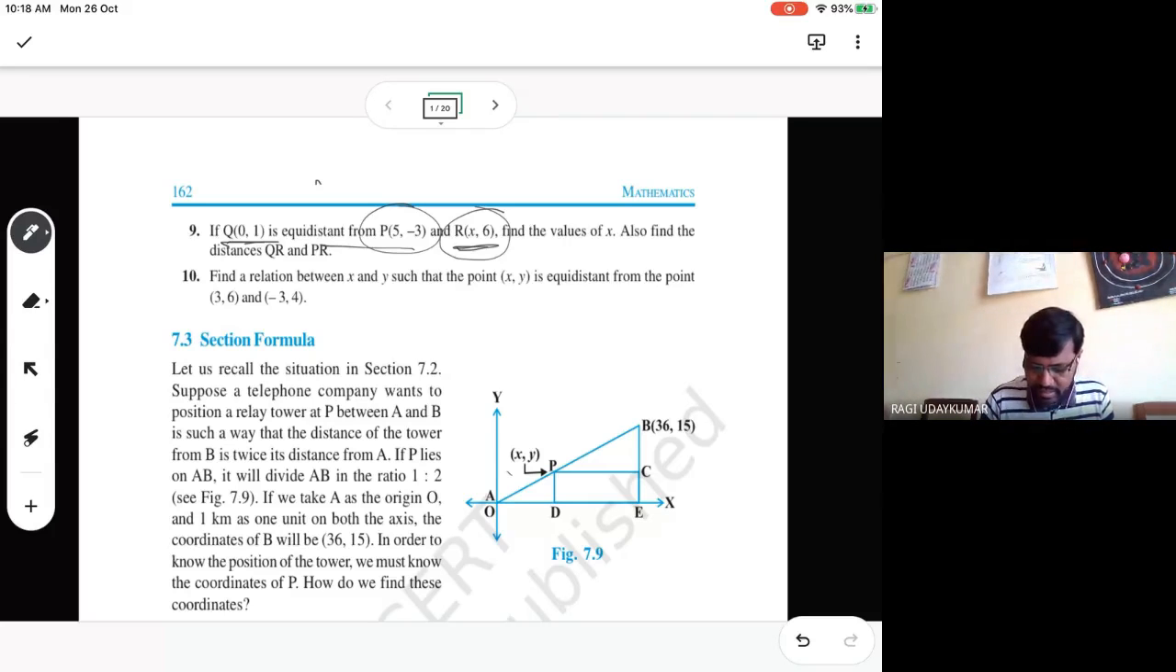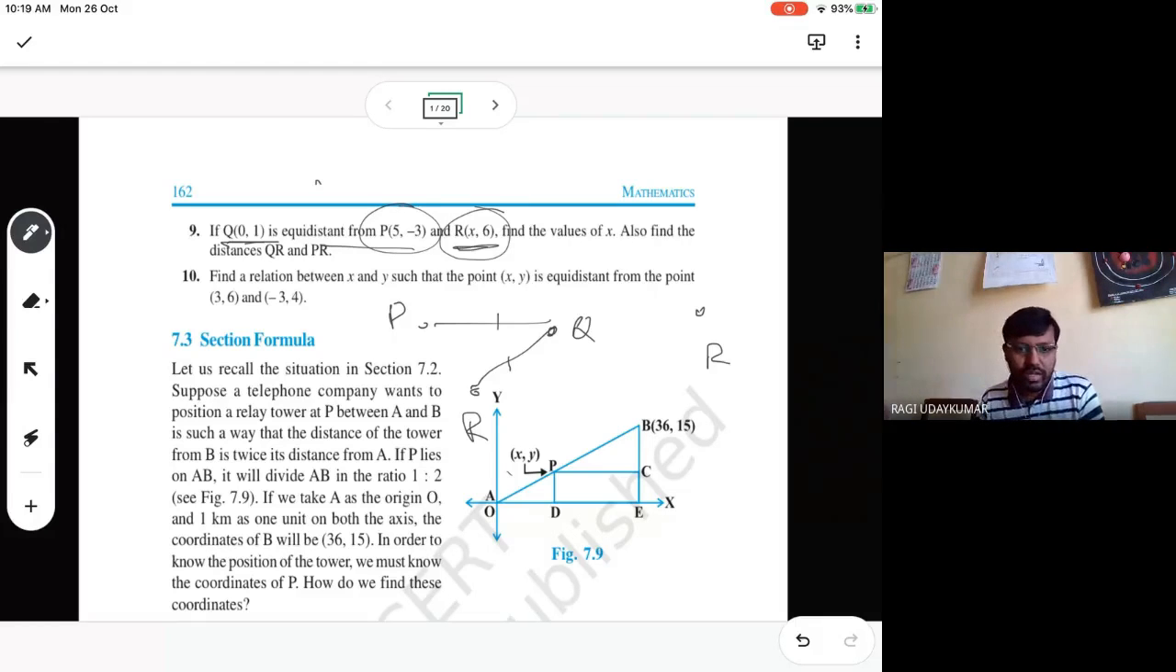This is the point Q, and it is at equal distance from both points P and R. Don't consider that equal distance from P and R means midpoint. If R is here, then it could be a midpoint, but it doesn't mean it is a midpoint. You may have the points like this also. The distance from here to here and from here to here is the same. We need to find the value of x, given that the distance is the same.